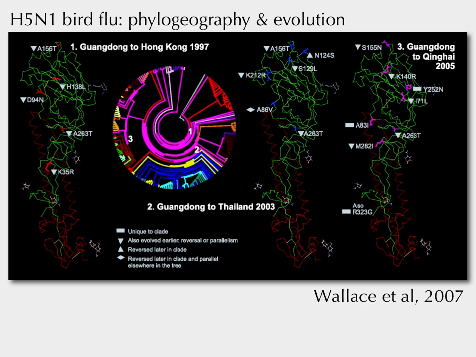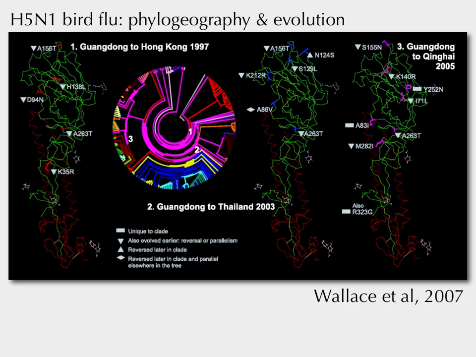Another source of evidence from the past is phylogenies. Here's the phylogeny of bird flu. We'll talk more about what phylogenies mean in a few weeks. But basically, it's a bridge diagram of history. And so we can map on where these flus were found, and figure out where they essentially arose.